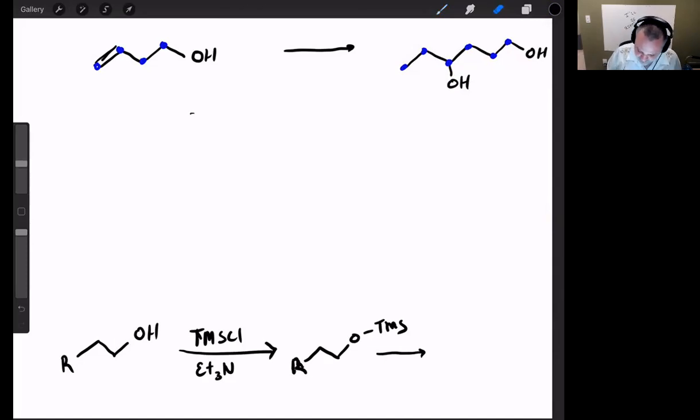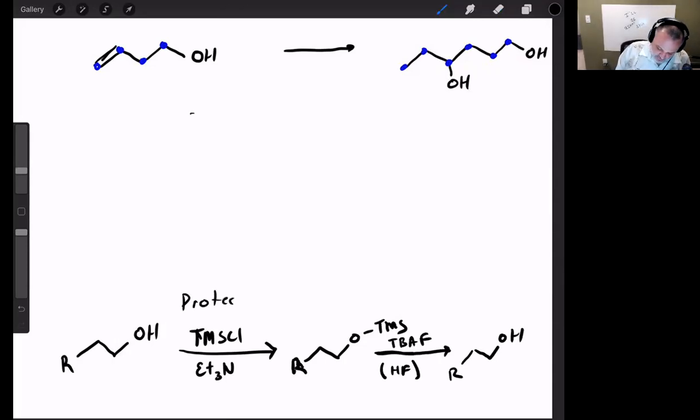Then to deprotect it, you react this with TBAF. I think it can also be HF as well, but we're going to go with TBAF for now. Or fluoride minus. And so you can then turn this back into the alcohol. This is the protection step, and this is the deprotection.